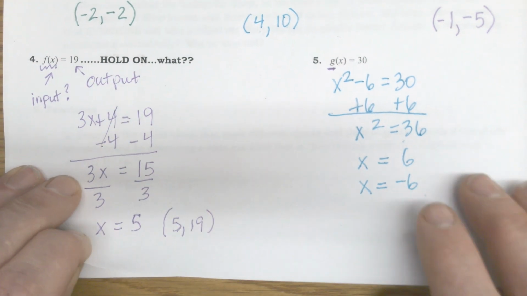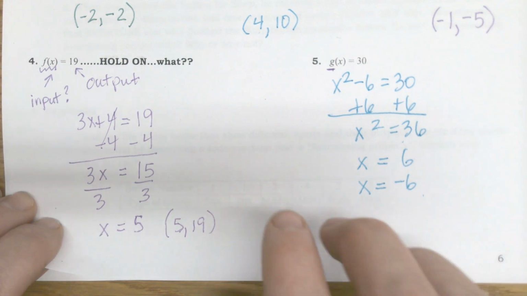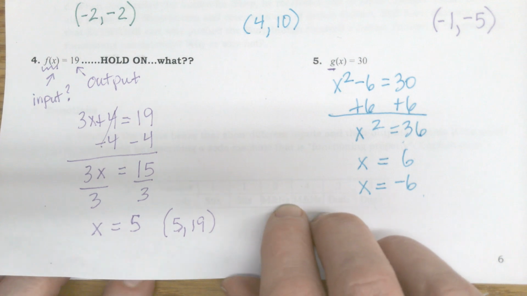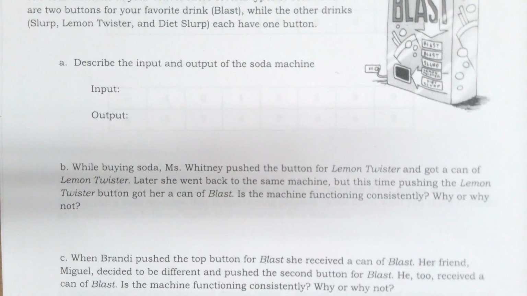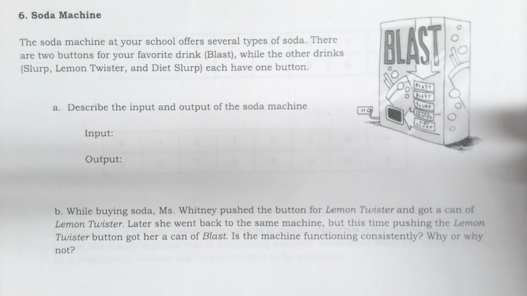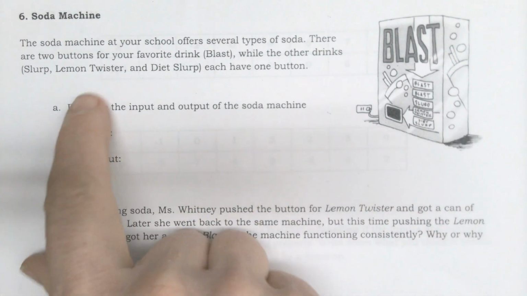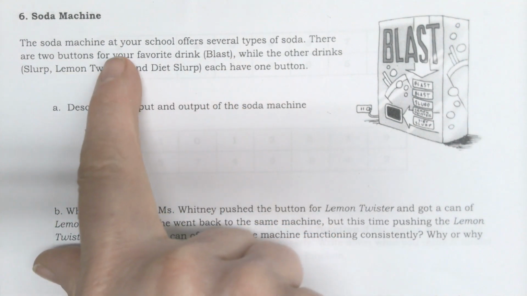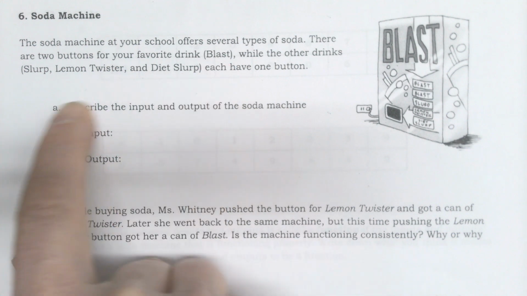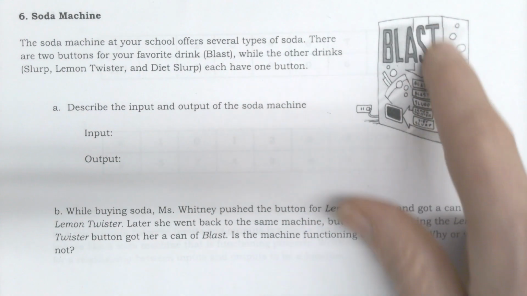Now we're going to talk next more in depth about functions. And if you look at the next page, there's a lot of writing and a lot of words, but I'm going to summarize it for you. Basically, this says, we have a soda machine or a beverage machine at school, right? And just for the sake of copyright infringement and whatever, I'm making up some soda names. And let's say there's Blast, Slurp, Lemon Twister, and Diet Slurp that comes out of this soda machine.